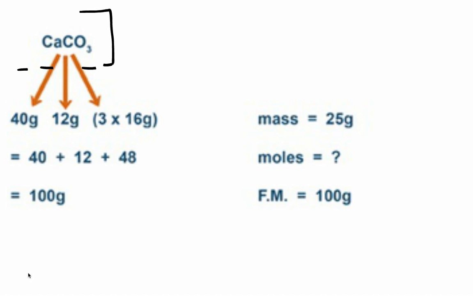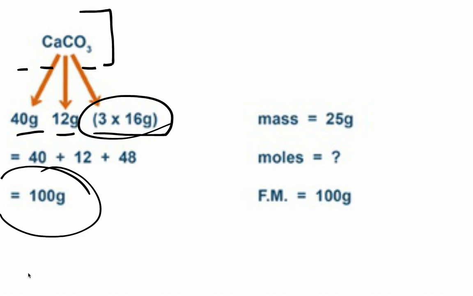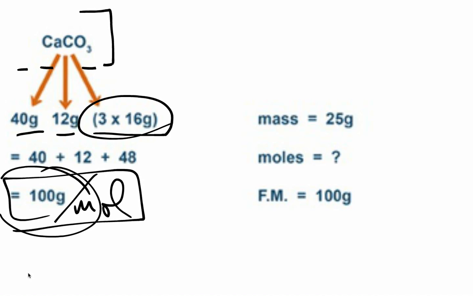There's 3 oxygens in calcium carbonate. So we have 40 plus 12 plus 48, the product of 3 times 16. So the total mass of our calcium carbonate is 100 grams. And I don't really like the way they write it here. Really, it's 100 grams in every 1 mole of calcium carbonate. So we have our mass per mole. That is our formula mass.